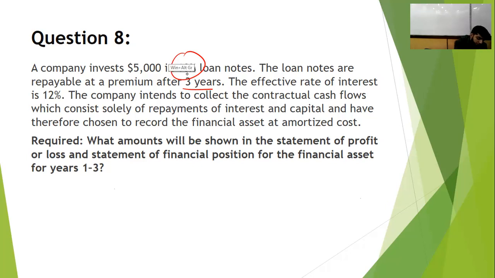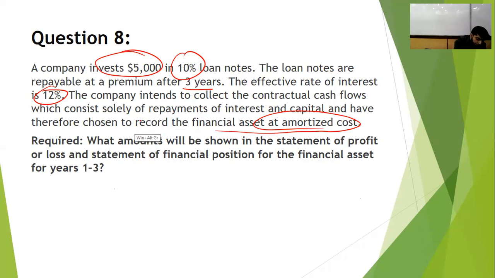It's a coupon rate. And what is that 5,000? That is the amount of investment. The company invested $5,000, which is the amount the company has injected. The loan notes are repayable after a period of 3 years. The effective rate of interest given in the question is 12%. The company intends to collect the contractual cash flows, which consist solely of repayment of interest and capital, and has therefore chosen to record the financial asset at amortized cost.